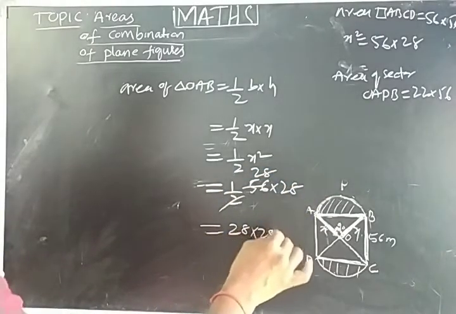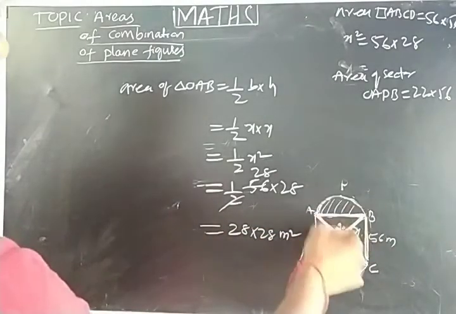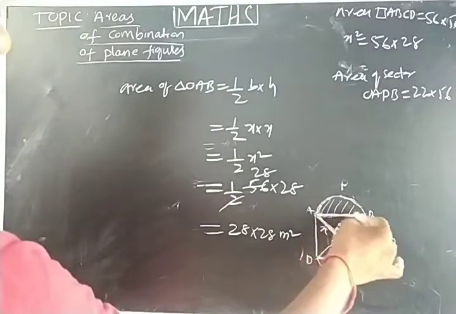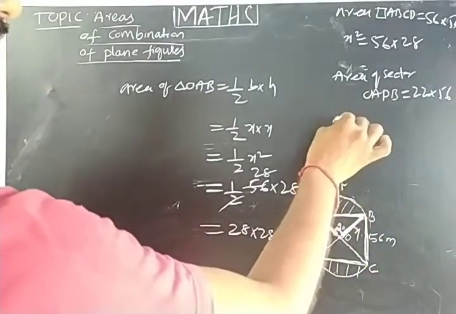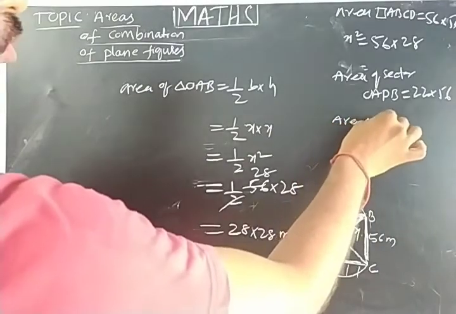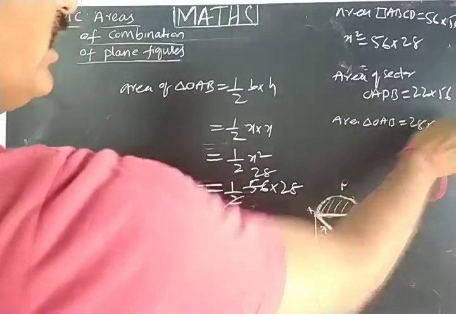28 into 28 meter square is the area of the triangle. Now from the sector area I will subtract this triangle area. Automatically you will get segment area. Now area of triangle OAB is what? 28 into 28.